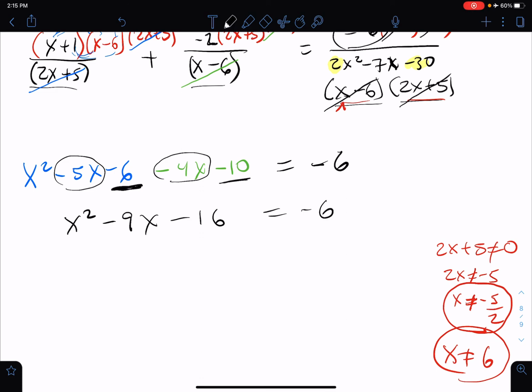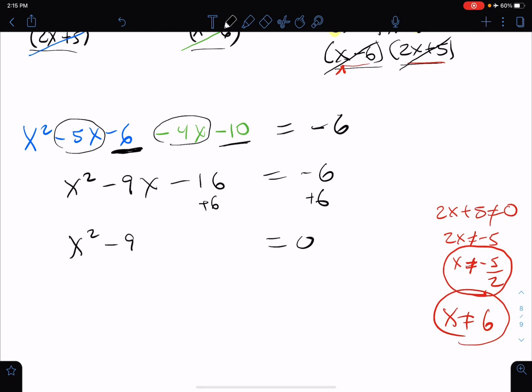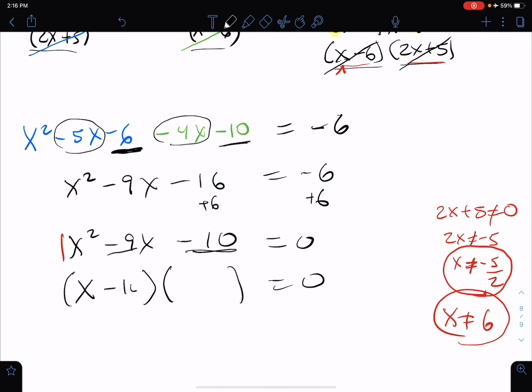It's a quadratic, so we've got to set it equal to 0. How about if we add 6 to both sides, so it's equal to 0. And the left side is now going to be x squared minus 9x minus 10. And yay, it is an easy factoring problem with that little 1 right there. So we ask the wonderful question: what two numbers multiply to negative 10 and add to negative 9? How about x minus 10 times x plus 1? Let's see. Negative 10 times 1 is negative 10. And negative 10 plus 1 is negative 9.